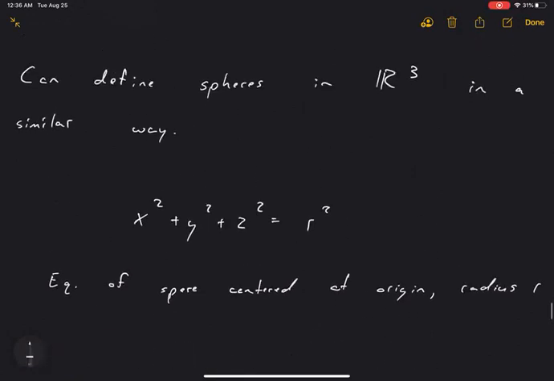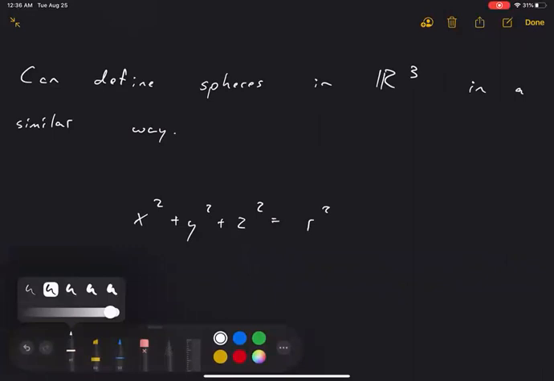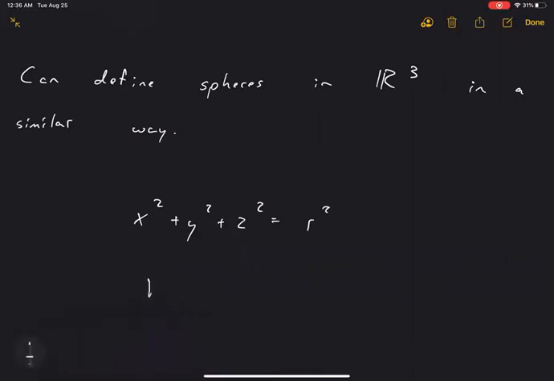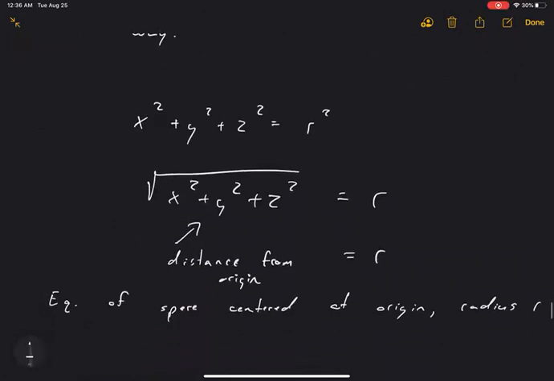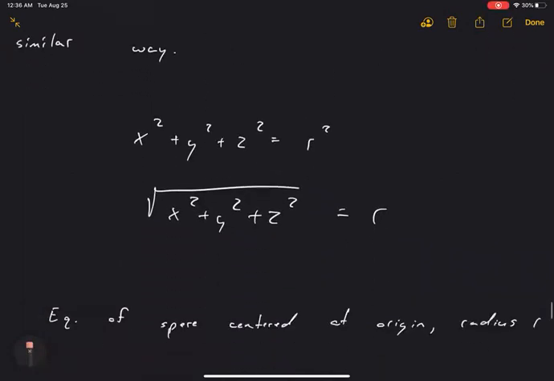Let's explore why this is. If we took the square root of both sides, what would we end up with? The square root of x squared plus y squared plus z squared equals r. What is this side? That looks like our distance formula. It's saying the distance from the origin is equal to r. So this is all the points (x, y, z) that are r units away from the origin. If we graphed all the points that are r units away from the origin, what would that look like?